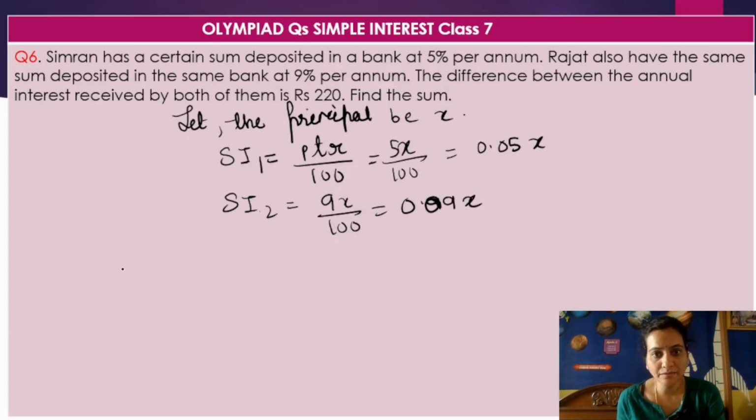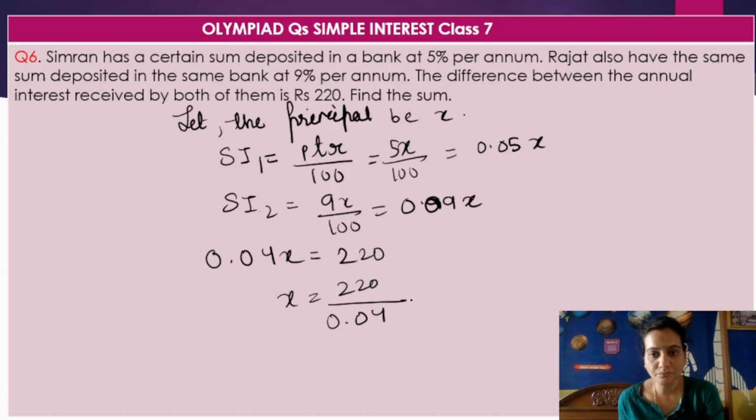And the difference between the two annual interests received, that is why we have taken 1 year, is rupees 220. So if I subtract 0.09x minus 0.05x, that will be 0.04x, equal to 220. So x is equal to 220 divided by 0.04. So 220 by 4 into 100. 4 ones are 4, 4 25s are 100. So 220 into 25, that we need to find out.